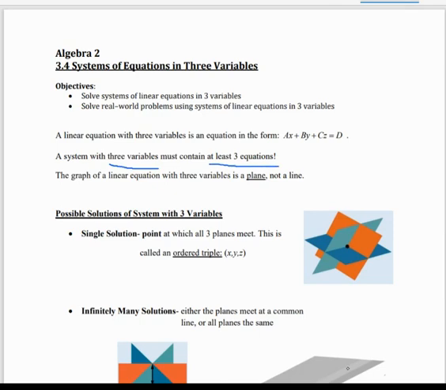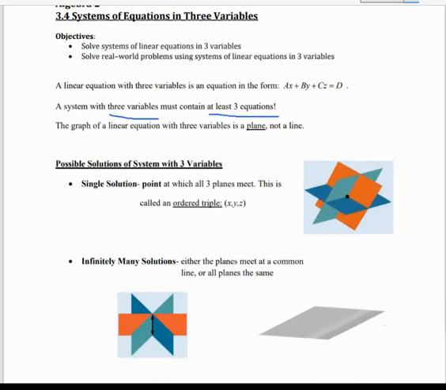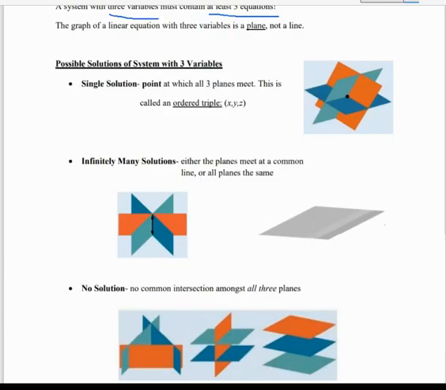Now, the graph of a linear equation with three variables is actually no longer a line. It is a plane. So when we talk about our solution to a system of three variables, we still have three different options: a single solution, a point, infinitely many solutions, or no solutions. However, there are more scenarios.